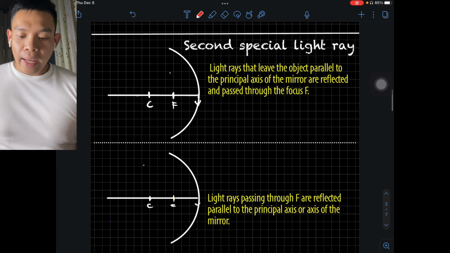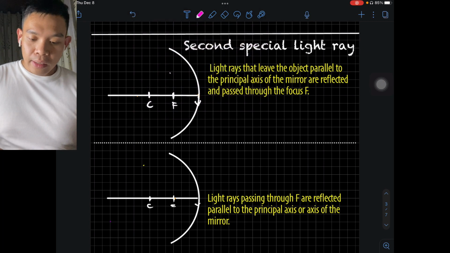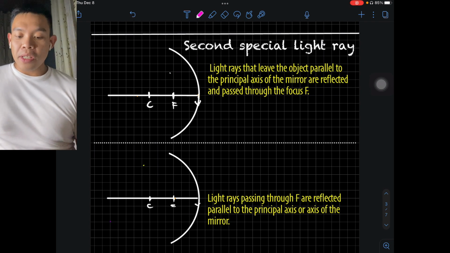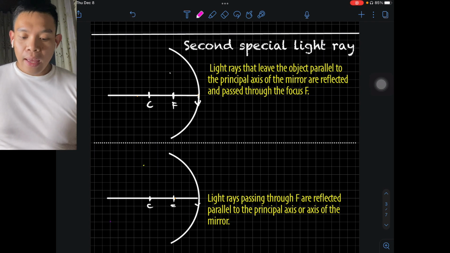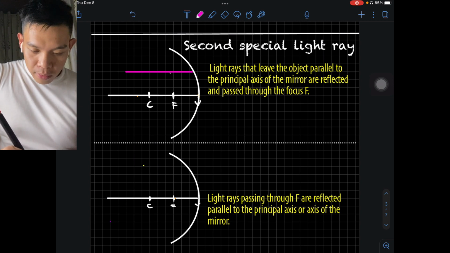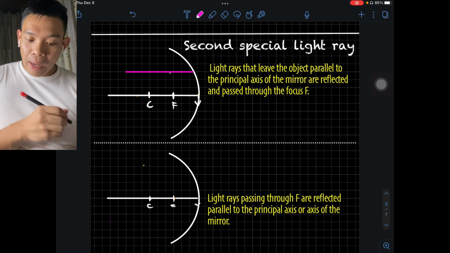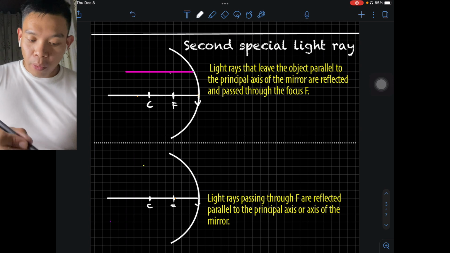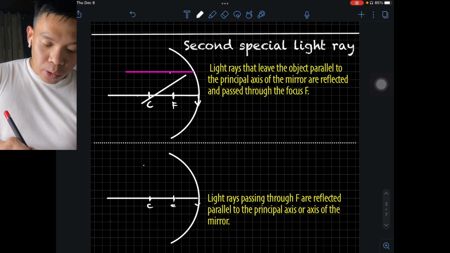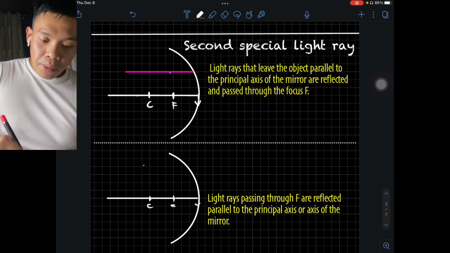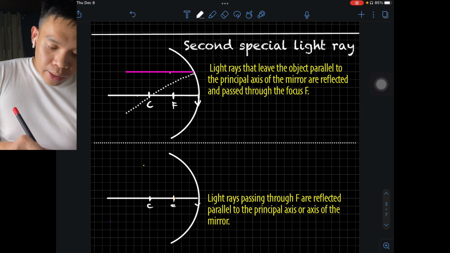The second special light ray is that the light rays that leave the object parallel to the principal axis of the mirror are reflected and pass through the focus. So from an object, it will pass through the focal point, and we know it will pass through the focal point because of what we call the normal line that was produced here, while the normal line passes through the center of curvature.